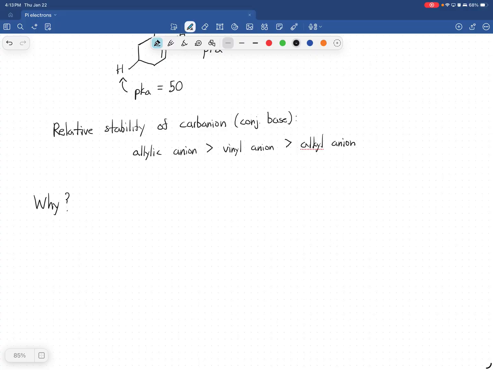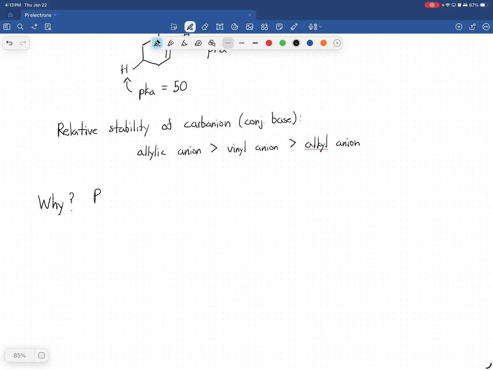It's this common thing we have been talking a lot about. We draw these structures all the time. Any guesses? Yep, resonance. That's the key word here. Resonance strikes again. All right, so resonance is the reason that explains these trends, okay?